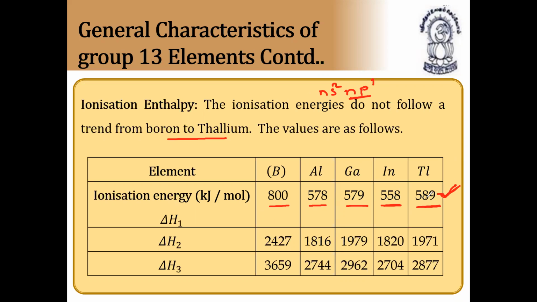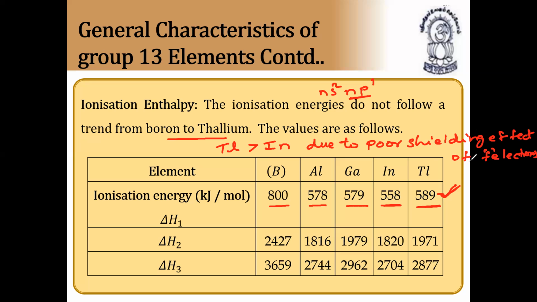Thallium suddenly increases. Why is it happening for thallium? Just make a note, because they do not form regular trends. Thallium is higher than indium because of the poor shielding effect of f electrons. In thallium we have f electrons. So the ionization energy of thallium is greater than indium due to the poor shielding effect of f electrons in thallium.